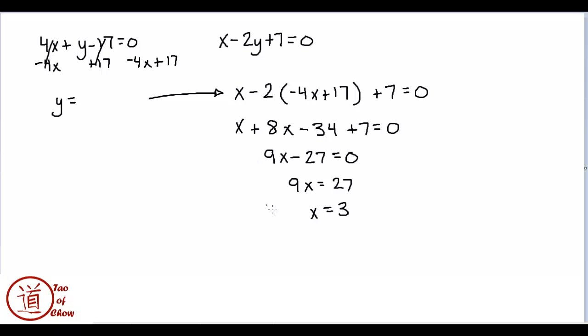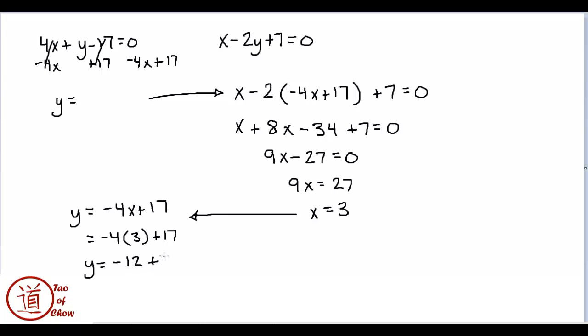Now, once I know that x equals 3, I can come back over here where we found that y is equal to negative 4x plus 17. So what we can do is substitute x back in. This is negative 4 times 3, since we know x is 3, plus 17. So y is equal to negative 12 plus 17, and y is equal to 5. So the point that satisfies both equations is x equals 3, y equals 5. And this method is called substitution.